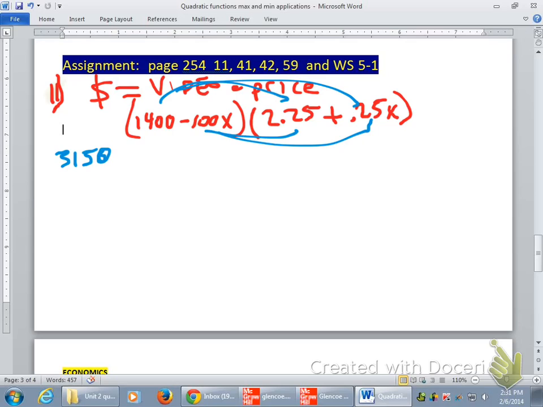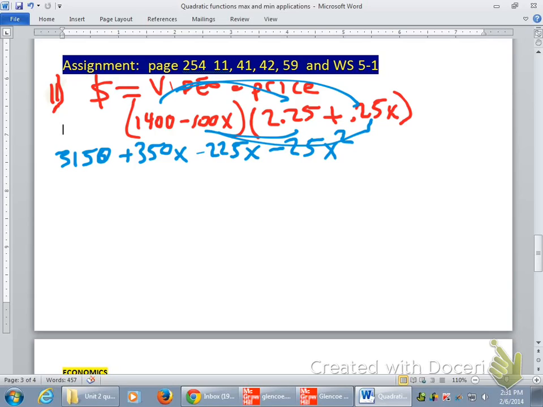I need 25 cents, 0.25 times 1,400. That's 350, so that's plus 350x, and then minus 100 times 2.25, that should be minus 225, right? Just move the decimal. And then finally, negative 100 times 0.25 is, that 25? Should be minus 25x squared, right?